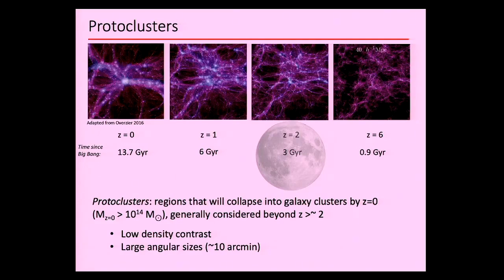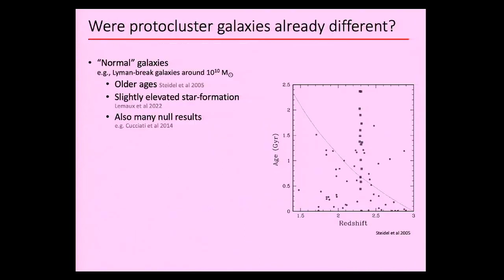Nonetheless, even though this is kind of a hard business to find these, there are a few dozen around redshift 2 to 3. So what do we know about the galaxies in them? Have they already started to depart from the evolution that you see in more typical parts of the universe? This is kind of complicated, unclear, and I think depends on what galaxies you're thinking about.